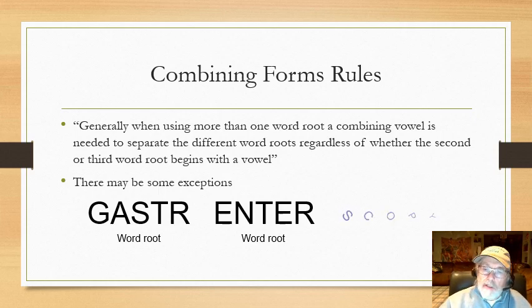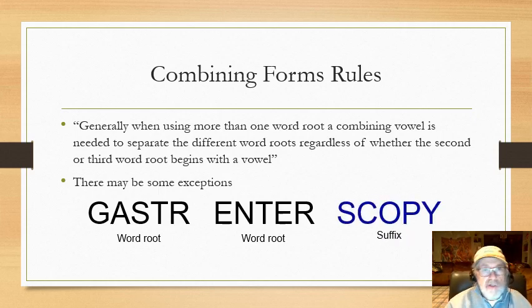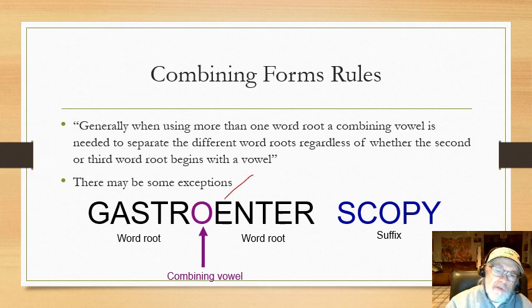Then we know that we have to have a suffix, because all word roots need to be completed with a suffix. Scopy. Scopy means to look at it with a scope. That's where they actually take a tube and put it down there to be able to see things. So gastroenteroscopy. Just say the word as it is. Gastroenteroscopy. Does that sound right? I don't know. I'm getting itchy. I'm starting to break out in hives. It doesn't sound right to me. So I'm going to change that. How do I change that? Let's add a combining vowel there. Even though this second word root started with an E, which is a vowel, gastro-entero, that sounds better.